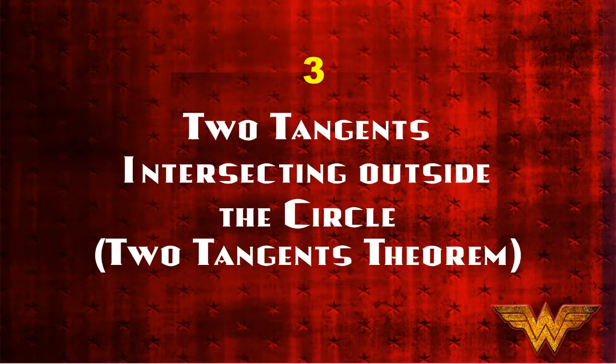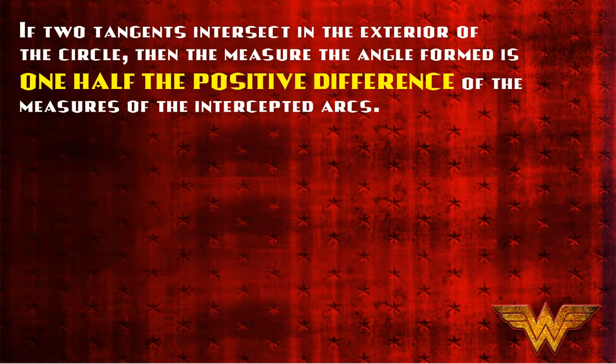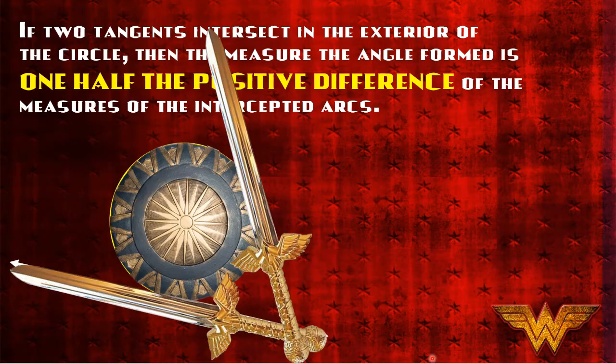Our third theorem, two tangents intersecting outside the circle, or two tangents theorem. Now let me state the two tangents theorem. If two tangents intersect in the exterior of the circle, then the measure of the angle formed is 1/2 the positive difference of the measures of the intersected arcs. Now let us have an example.